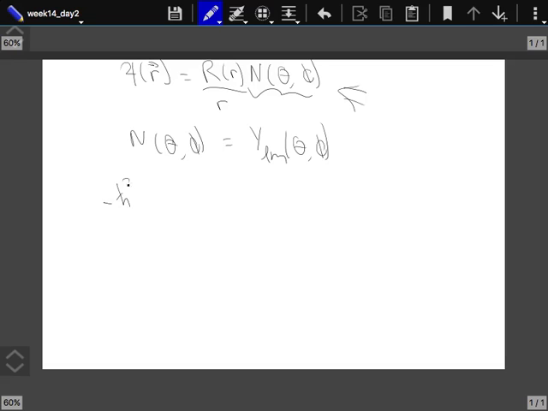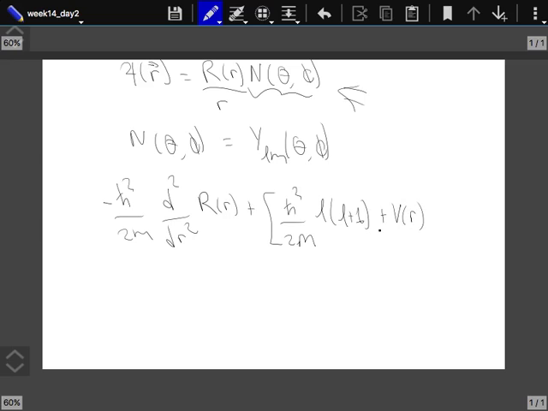just takes this form: minus h bar squared over 2m d squared by dr squared, the radial part, plus h bar squared over 2m l(l+1) over r squared, plus the potential. So this is now my eigenvalue equation. I need to solve this equation to obtain the eigenvalues of the states of my system.